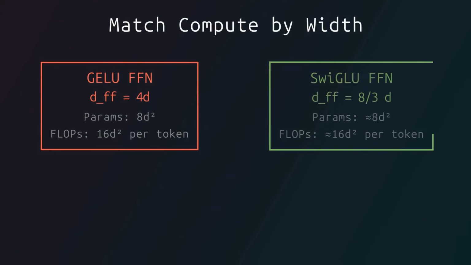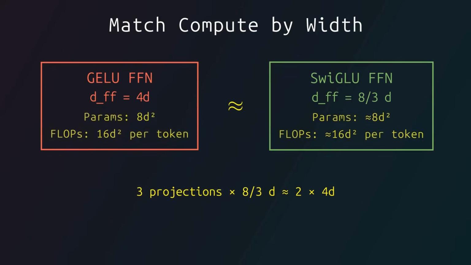If you naively replace GELU with SwiGLU, you'd add a 3rd projection and roughly increase compute by 50%. But you can shrink the FFN width to compensate. A GELU FFN uses width 4 times the model dimension, requiring 2 projections. SwiGLU uses 3 projections, so you set the width to 8/3 of the model dimension. 3 projections times 8/3 equals 8, which matches the original parameter count and FLOPs. The math works out, same compute, better loss.